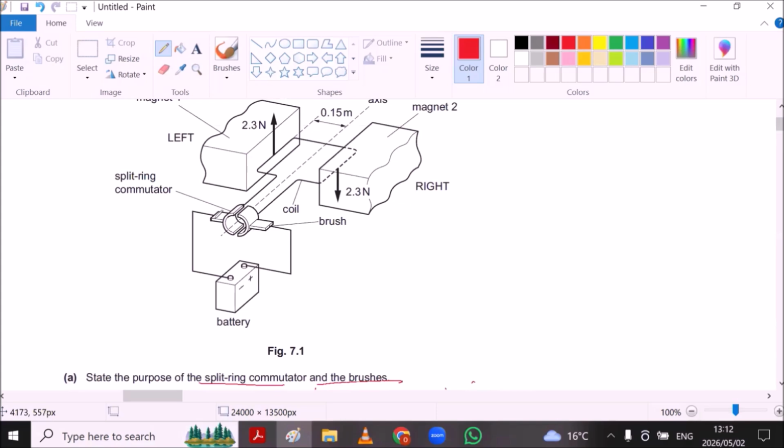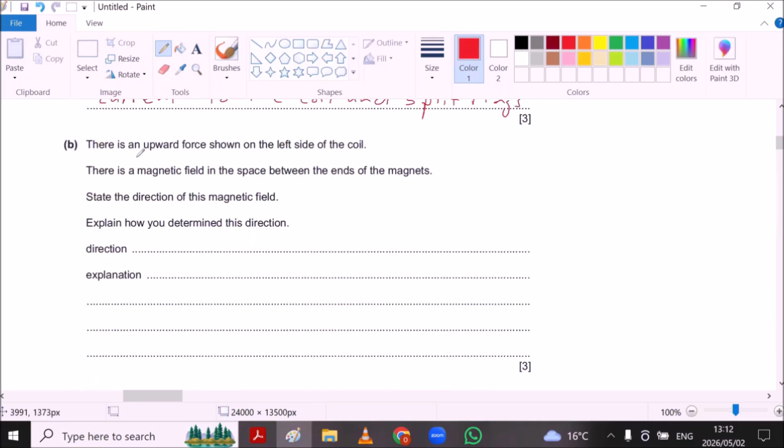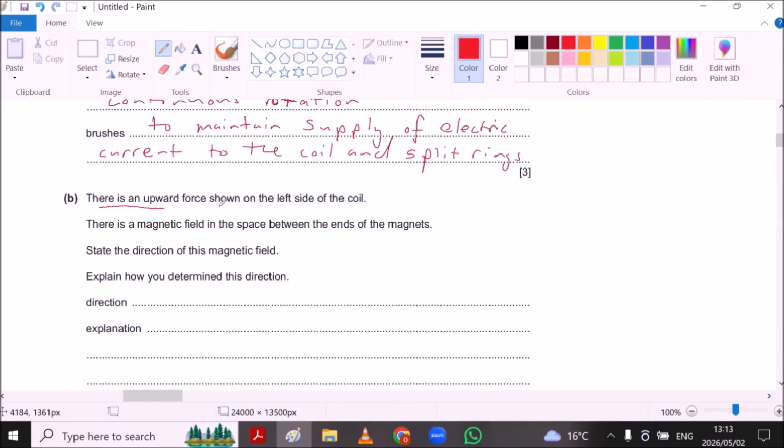So the brushes here, this one and this one, maintain contact and supply electricity to the coil and the split rings. There is an upward force shown on the left side of the coil. There is a magnetic field in the space between the ends of the magnet. State the direction of this magnetic field. Explain how you determine this direction.